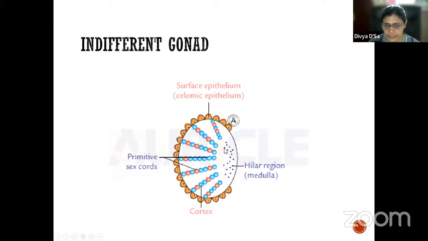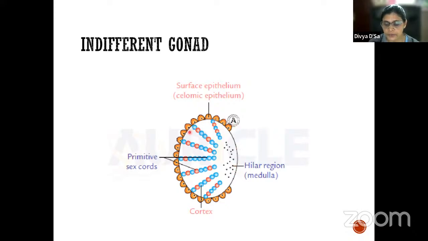When it penetrates, it forms what we call finger-like cords, and these finger-like cords are called the primitive sex cords. In both male and female embryos, the primitive sex cords are connected to the surface epithelium, here. So both male and female gonads in the initial stage progress in the same way. At this stage, it is difficult to say whether it is a male or female gonad, so we call these gonads the indifferent gonad.